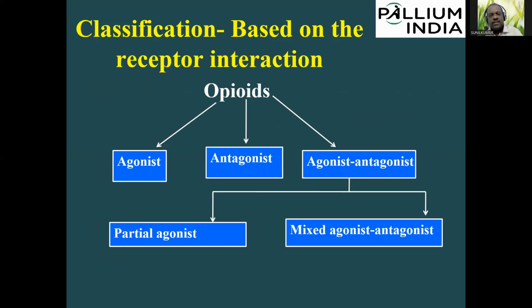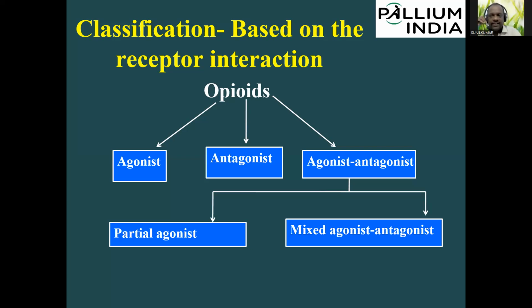Okay, and based on the action on receptors, opioids can be divided into three: agonist opioid, antagonist opioid, and there is a third group, agonist antagonist. What is an agonist opioid? These are opioids which act on opioid receptors to produce physiological action, that is pain relief. So most of the opioids which we know, morphine, fentanyl, methadone, tramadol, all are agonists. And agonist antagonist means on certain receptors it will act as an agonist, whereas on certain receptors it will act as an antagonist.